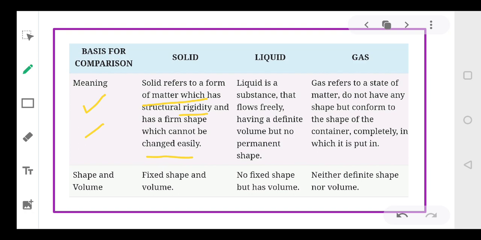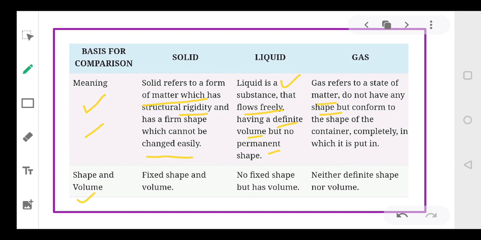Right, everyone? Liquid is a substance that flows very easily, and it has a definite volume but does not have any permanent shape. Gas refers to a state of matter that does not have any fixed shape. It does not have any fixed size, and it will completely fill the vessel in which it is kept.